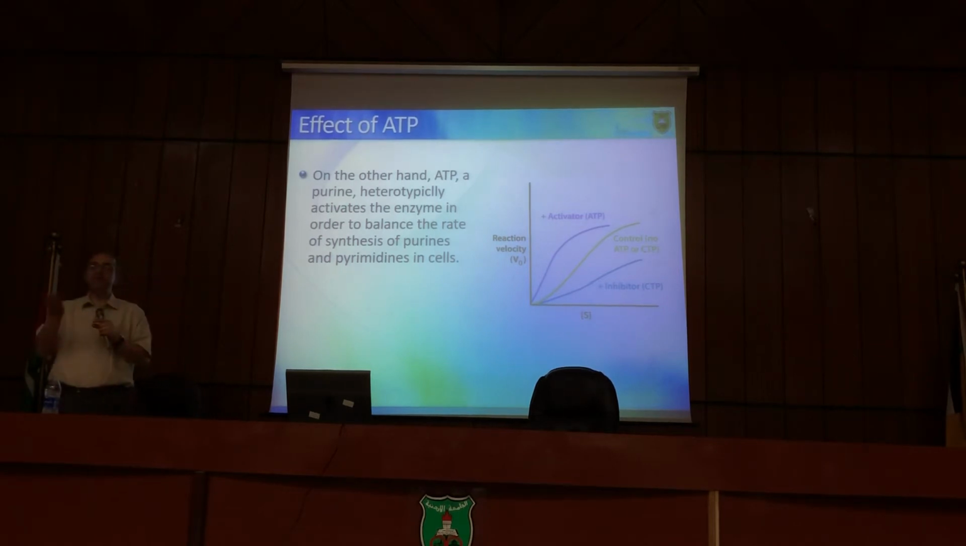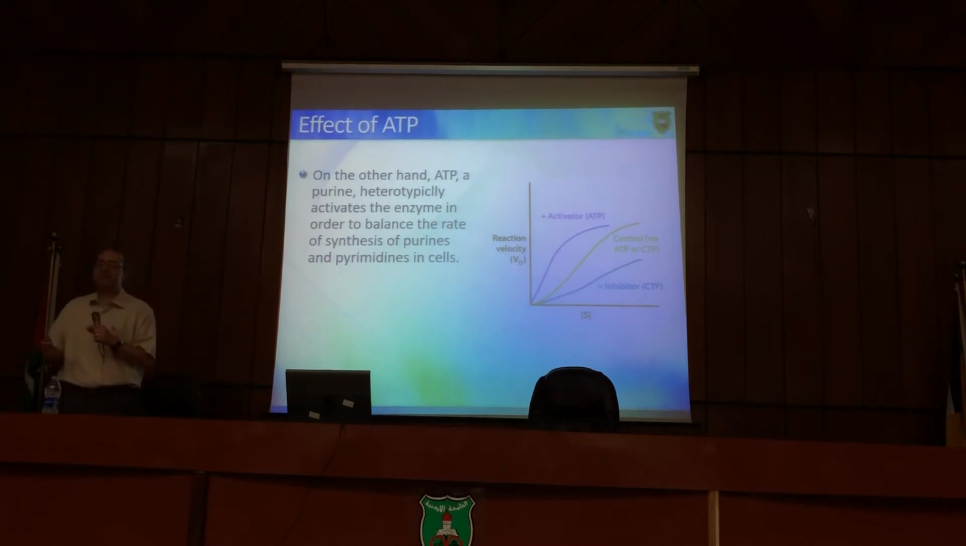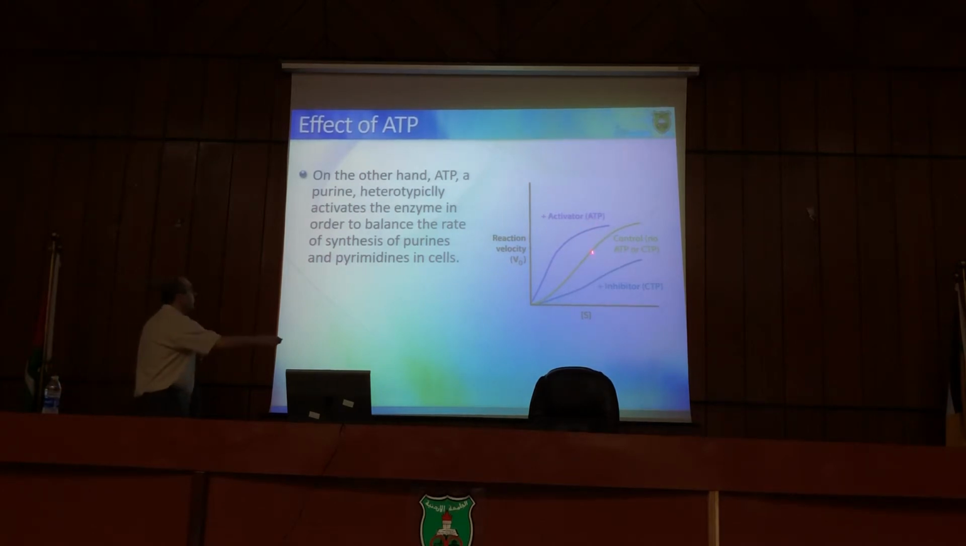Now, on the other hand, if the CTP level goes down and the ATP level goes up, that means you have more purines. This means that this enzyme must be activated to produce more CTP, again to balance purines and pyrimidines in the cell. So you have ATP as an allosteric modifier. In this case right here, notice that you have a shift to the left whereby the enzyme becomes more active. That is, it binds to more substrate at lower concentration of that substrate. And it becomes more hyperbolic.